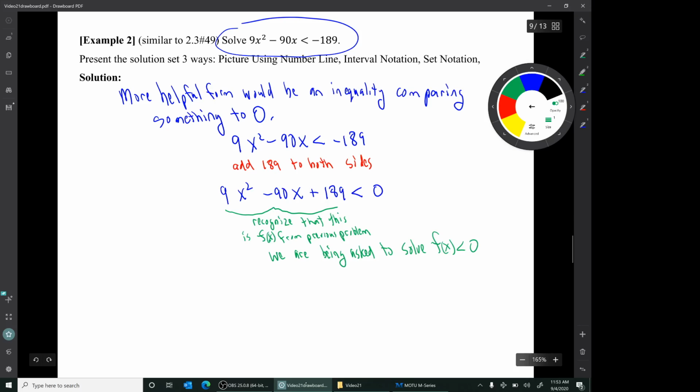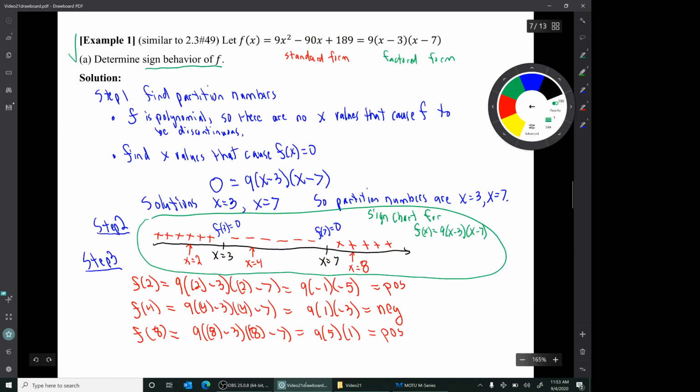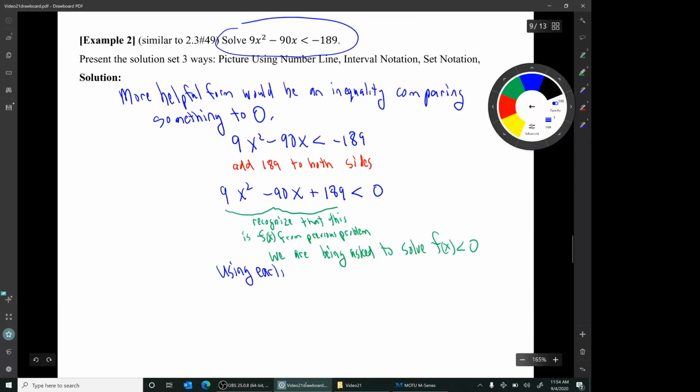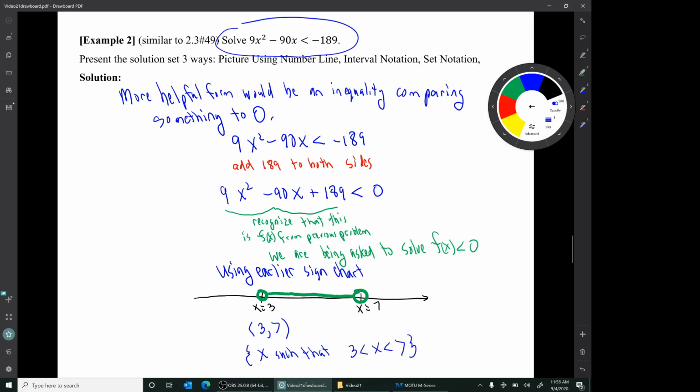Well, let's go back up and look at the sign chart that we made for f of x. The x values where f of x is less than 0 are in here. There's our answer presented in a picture using the number line. Now we need to present it in interval notation. There's our answer in interval notation, and in set notation this will be denoted. That's the end of that example.